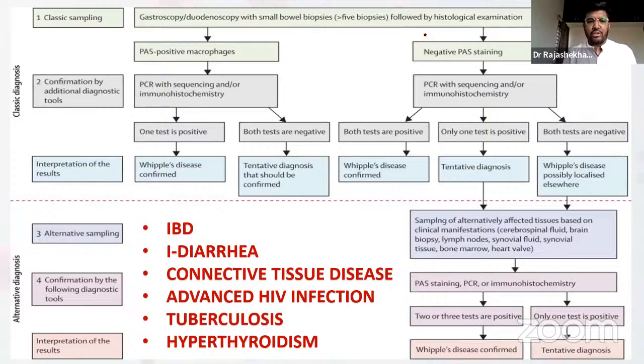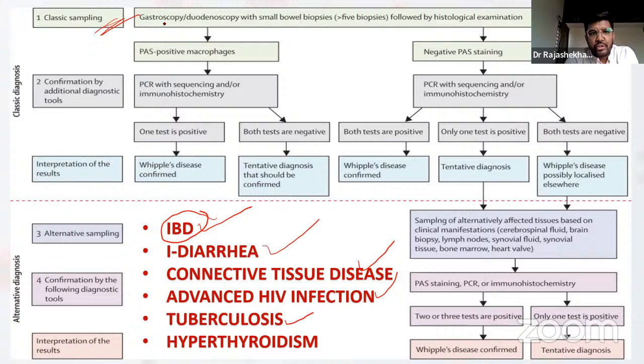This is a diagnostic algorithm to be practiced to diagnose Whipple's disease. It is a very difficult thing to diagnose. So before diagnosing it, you need to rule out very common things associated with this discussion, that is IBD. Inflammatory bowel disease can have joint symptoms along with GI symptoms. Then infectious diarrhea: some infectious diarrhea can present as reactive arthritis, with joint involvement along with the diarrhea. You need to rule out connective tissue disease. As I told you, you need to rule out disseminated tuberculosis, hyperthyroidism, and advanced HIV infection. Only after ruling out the common diseases should you consider this diagnosis. So the first is the sampling. Where to take the sampling here?